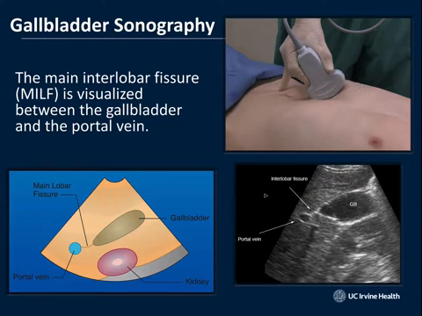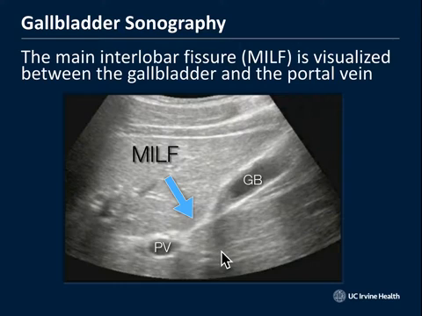So the way to determine that you are definitely looking at the gallbladder is to find the main interlobar fissure, which connects the portal vein and the neck of the gallbladder. We can see that hyperechoic line there. And here's another example of a nice hyperechoic line, the main interlobar fissure. It's where the right and left lobes of the liver come together.